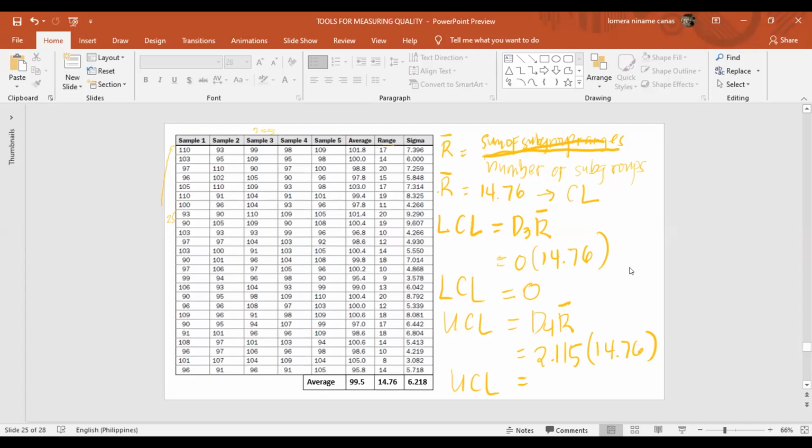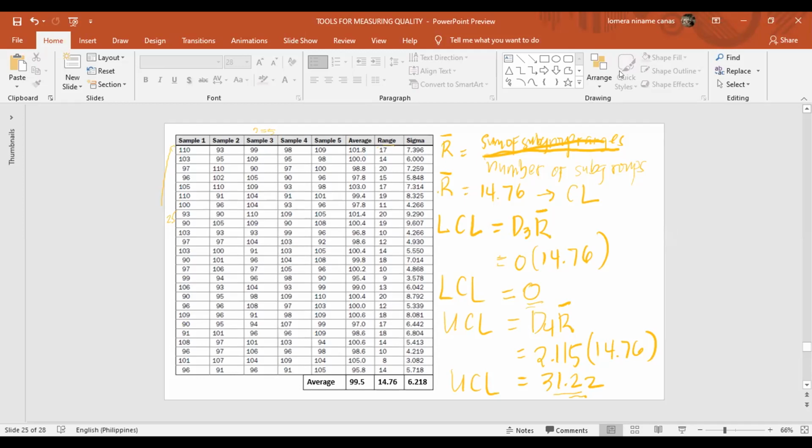In two decimal places, that's 31.22. Okay, thank you so much. So using these values for our R bar, which is 14.76, and it will be our control central line, and then our lower control limit. We now have the upper control limit for our range chart.